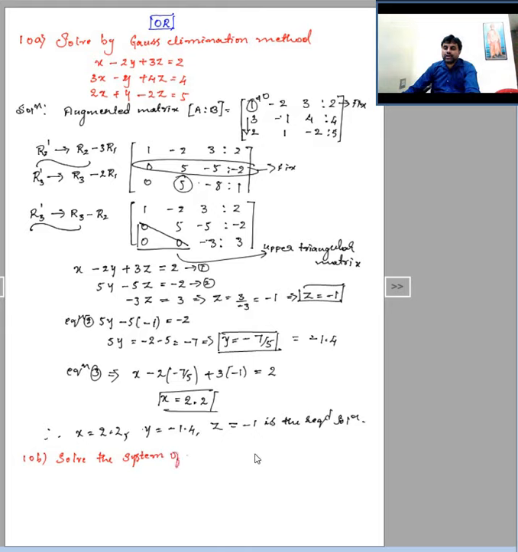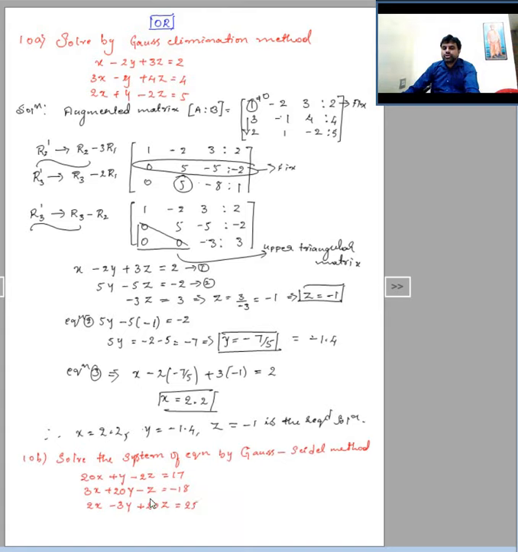Next, solve the system of equations by the Gauss-Seidel method. This is the system of equations they have provided. To solve this problem, the given system of equations should be made diagonally dominant. What is diagonally dominant? The diagonal element should be more than the non-diagonal elements. The diagonal value should be more than the sum of the non-diagonal elements.